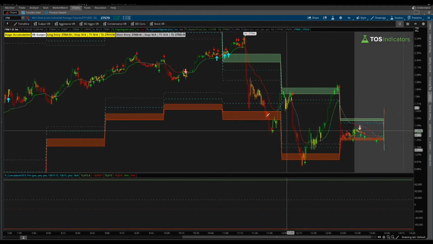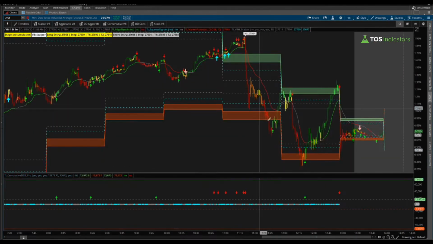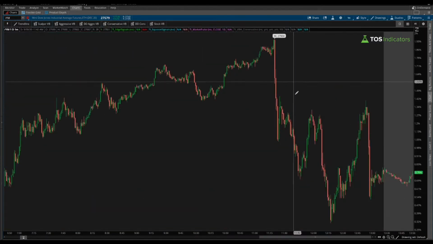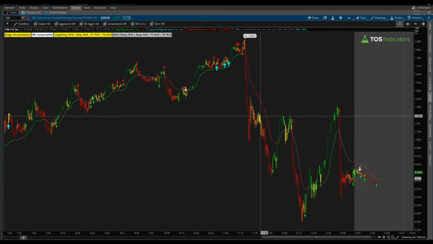If you come back to the scalper volatility box here, you'll notice we broke outside of the clouds. The conservative was the only volatility model that actually held the price action in the Dow starting the morning. And we saw that the conservative then helped keep us out of trouble here in these markets.